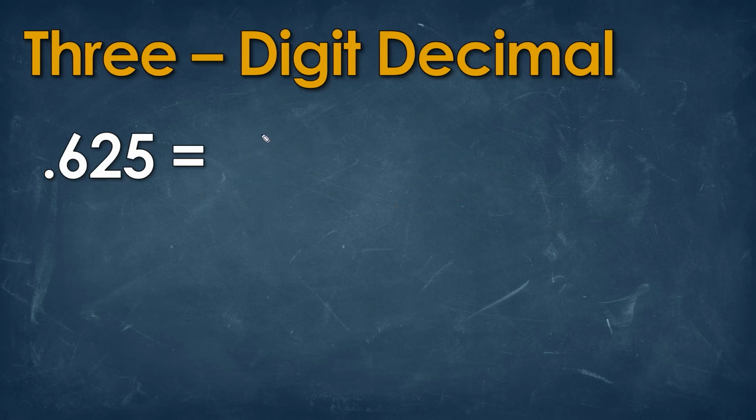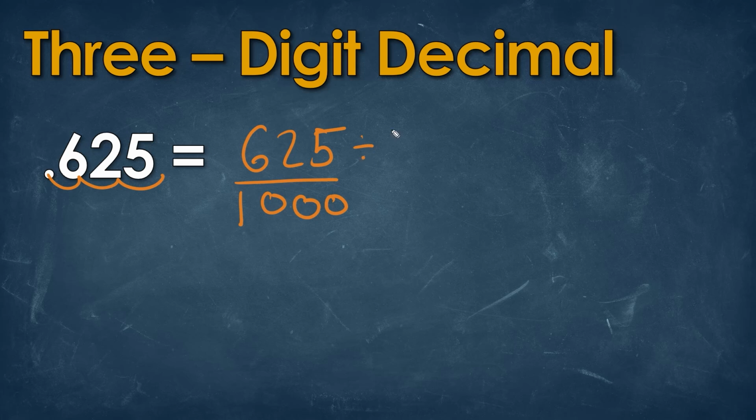Now this is a 3-digit number, but it still follows the same rules. So we take the number that's on the top, minus a decimal place, and we're going to divide it by a 1, followed by how many decimal places we have. Well, we have 3 decimal places, so that means we're going to have 3 zeros. Okay, now 625 divided by 1,000, we'll do the same thing.